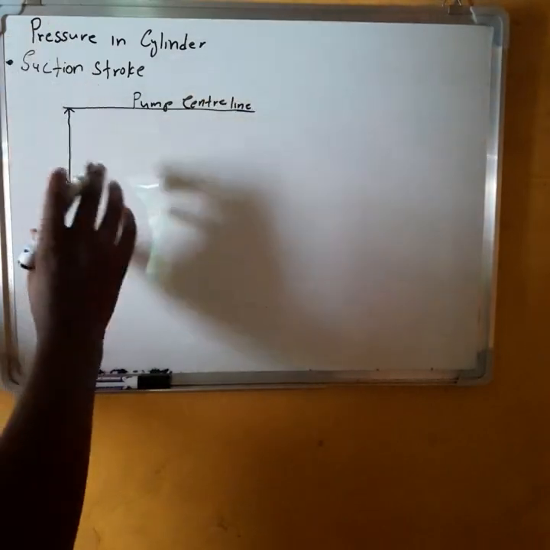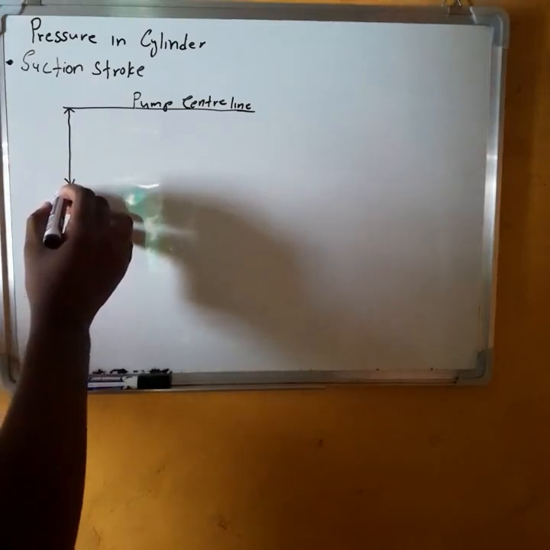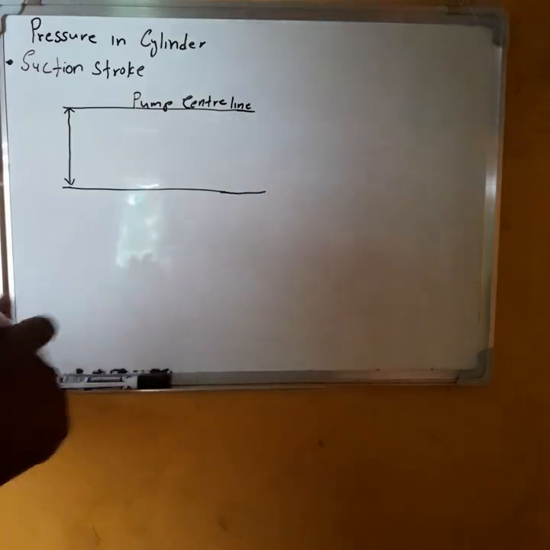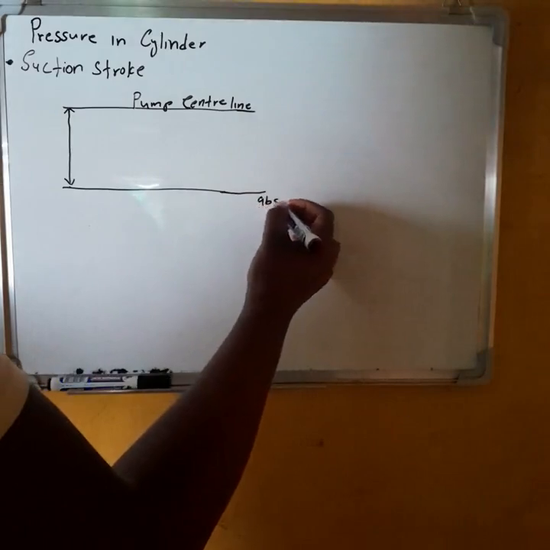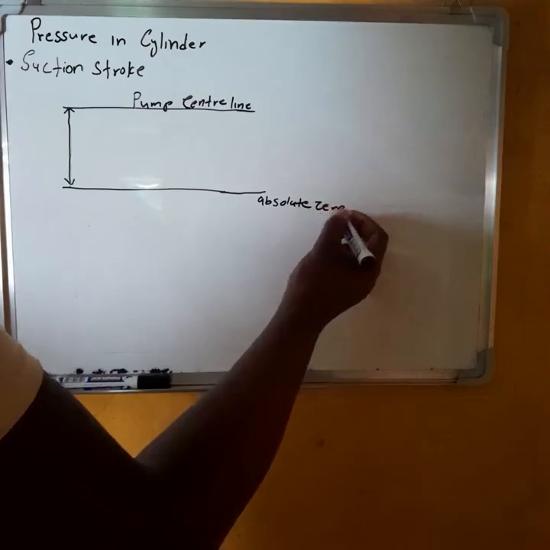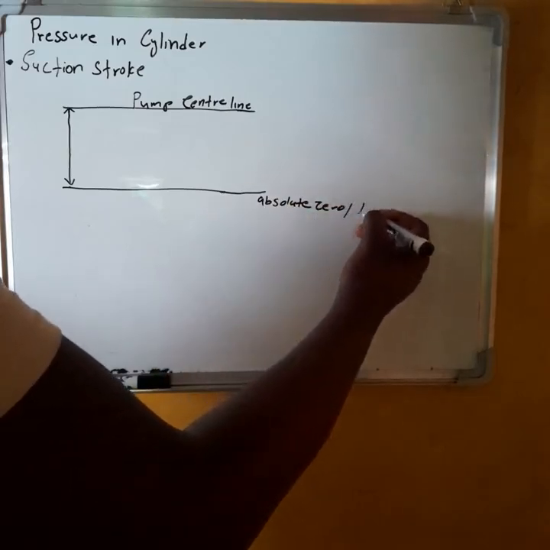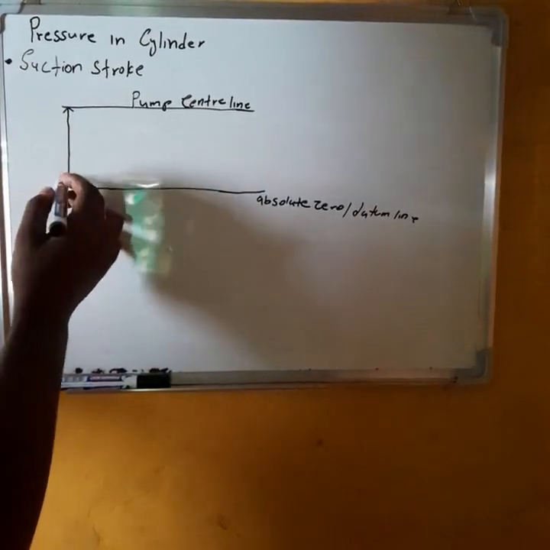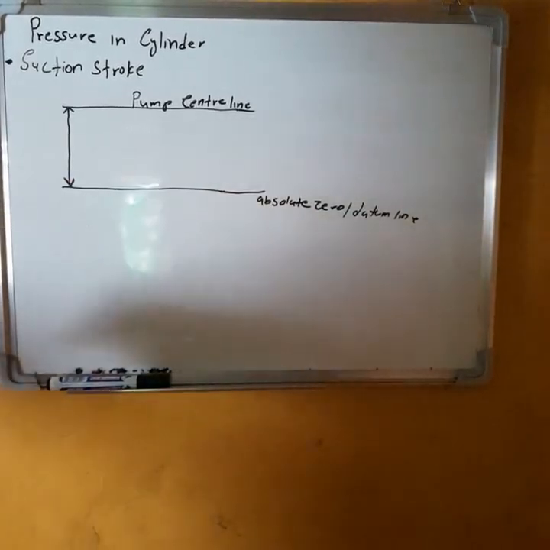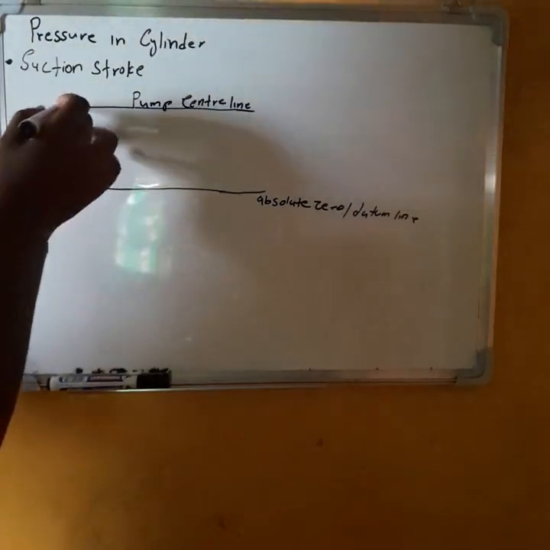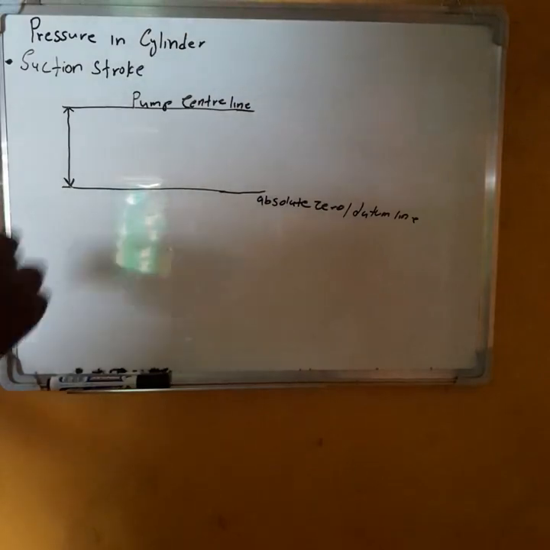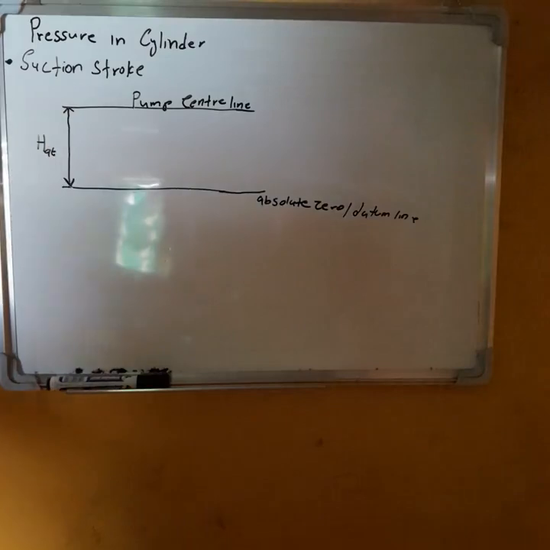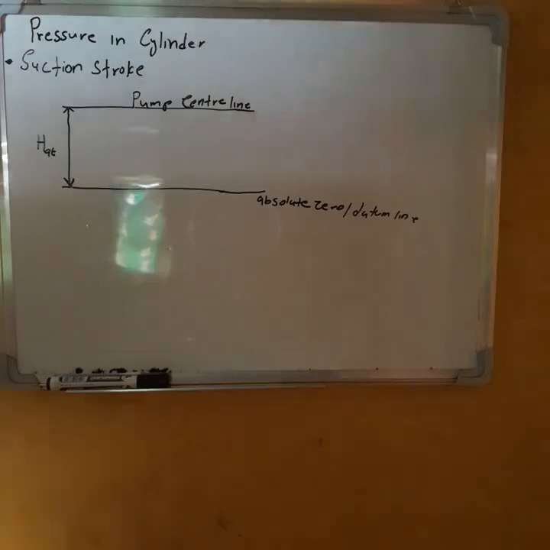Remember, from the absolute zero line, if you draw a horizontal line here, the absolute zero or datum line, then from here up to the center of the pipe, this is the head due to atmospheric pressure, H atmospheric.